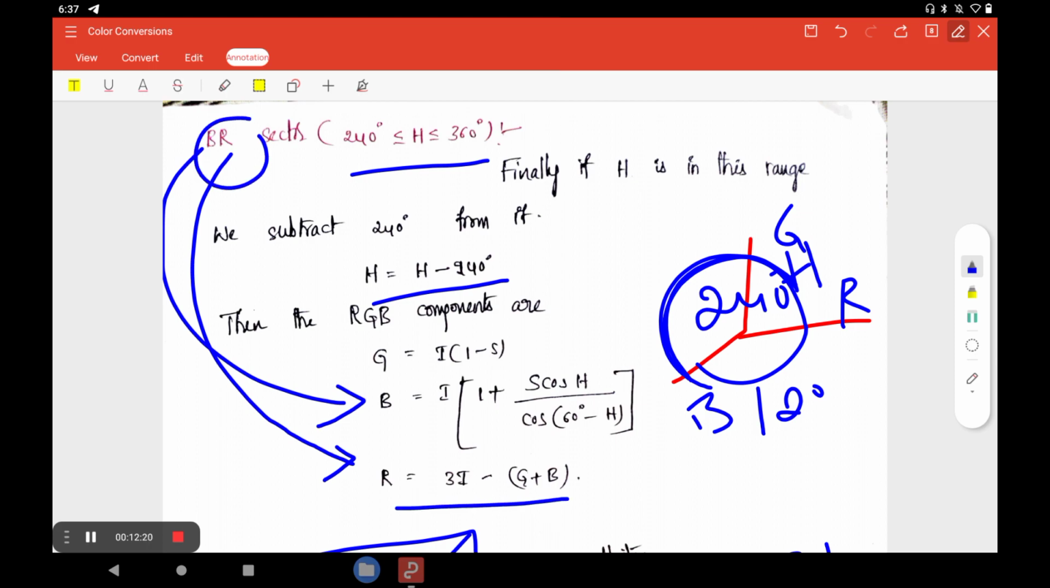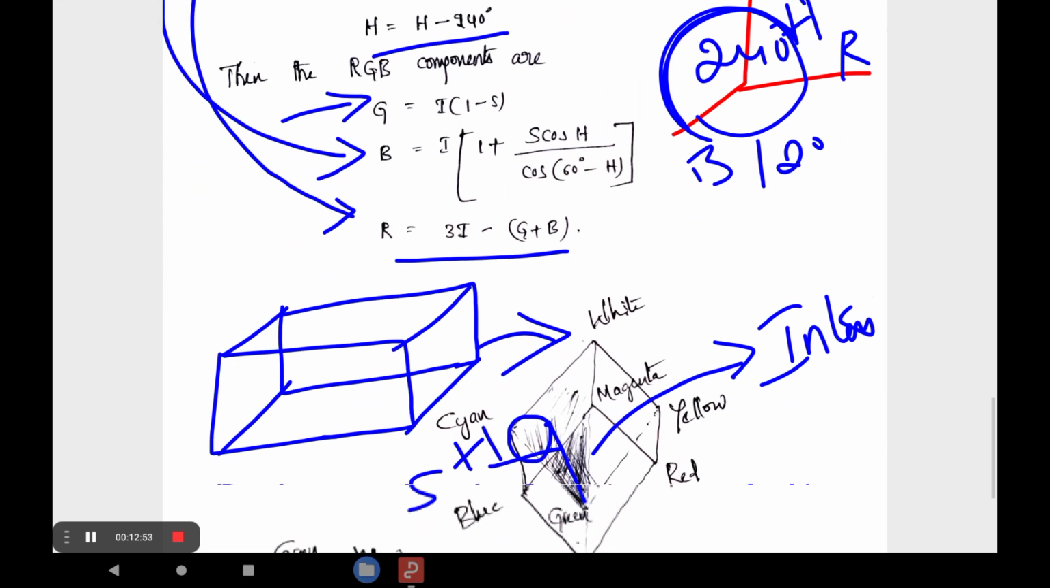So what is the missing letter here? G is the missing letter. G can be represented as G equal to 1 minus the saturation of that color, which gives the complete value. Therefore, G is equal to I into 1 minus S. This is how we find the corresponding values. If you have HSI colors, with their help you can convert and represent the RGB values. This is the procedure.